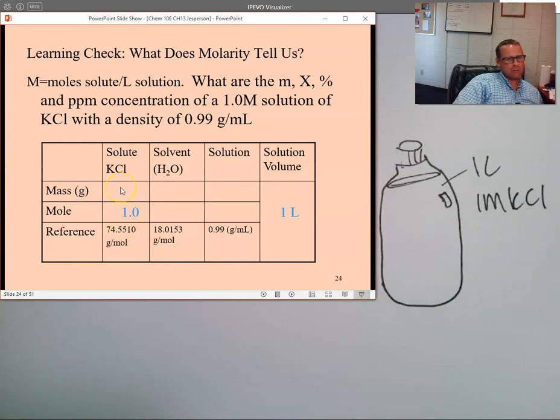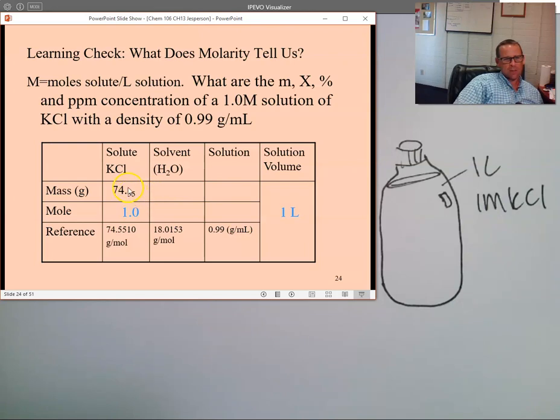Landon, what mass do I have in here? If I have 1 mole, how many grams of KCl? Hang on one sec, I gotta pull up a periodic table. Well, I got it right here for you. Do you see this right here? Oh, no, I did not see that. All right. It's 74.55 grams per mole. We got 1 mole, so there's 74.55 grams. Okay, very good.